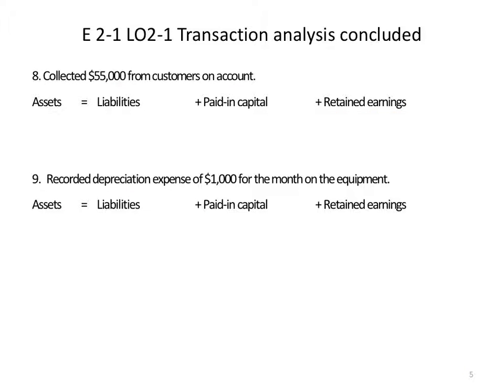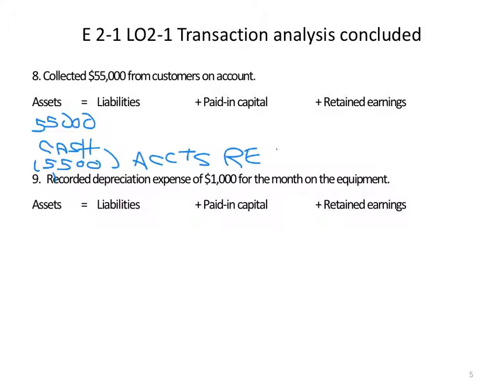In 8, they collected $55,000 from customers on account, so their asset cash went up by $55,000. But the other thing that happened was they had set up an accounts receivable when the sale occurred, and so although cash goes up, accounts receivable decreases by the same dollar amount. So as a result of this transaction, the composition of their assets has changed, but total assets have not changed.